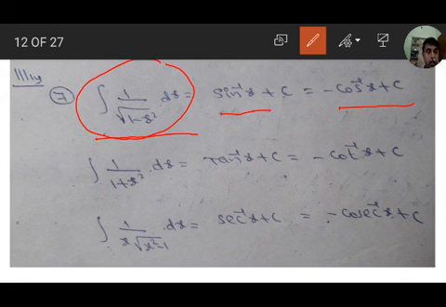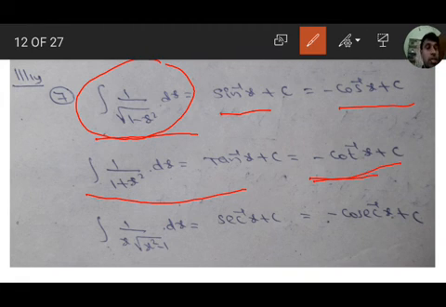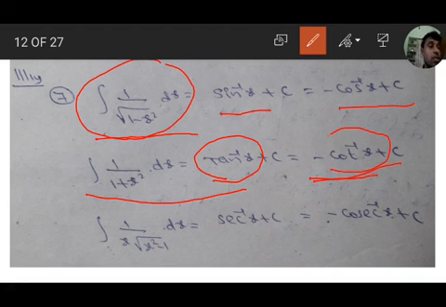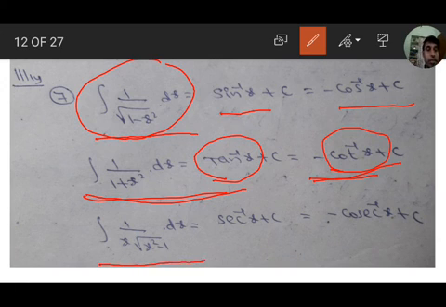Or minus cos inverse x plus c. And integration of 1 by 1 plus x square dx equal to tan inverse x plus c, or minus cot inverse x plus c, because derivative of tan inverse x is 1 by 1 plus x square, or derivative of cot inverse x is minus 1 by 1 plus x square. Therefore, reversely, integration 1 by 1 plus x square dx equal to tan inverse x plus c or cot inverse x plus c. And similarly, integration 1 by x into square root of x square minus 1 dx equal to sec inverse x plus c or minus cosec inverse x plus c.